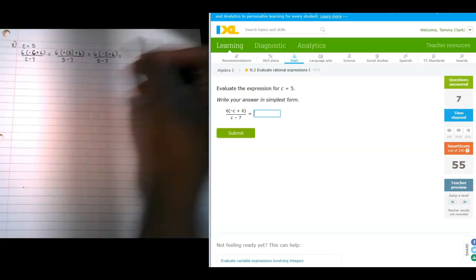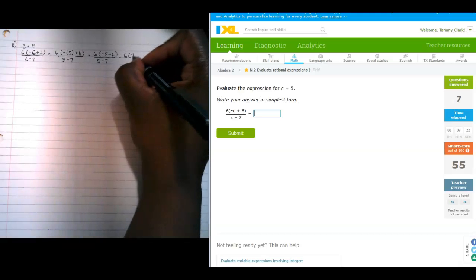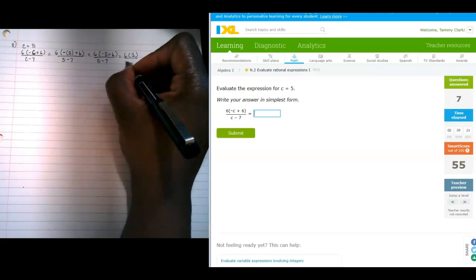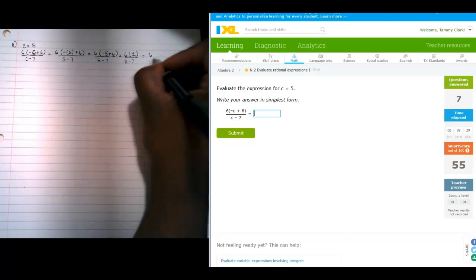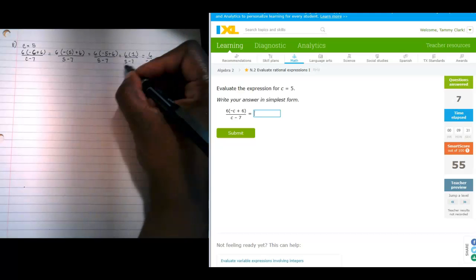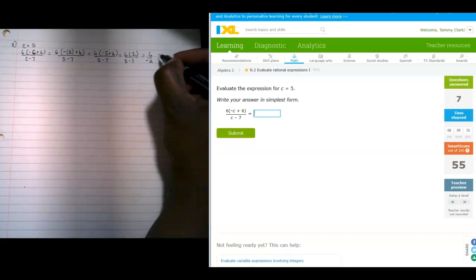PEMDAS says do what's in the parentheses first. So negative 5 plus 6 is positive 1, and then we've got 5 minus 7. So we actually end up with 6 over negative 2, because 5 minus 7 is negative 2. And to simplify this, we're going to divide negative 2 into positive 6, and we get negative 3.